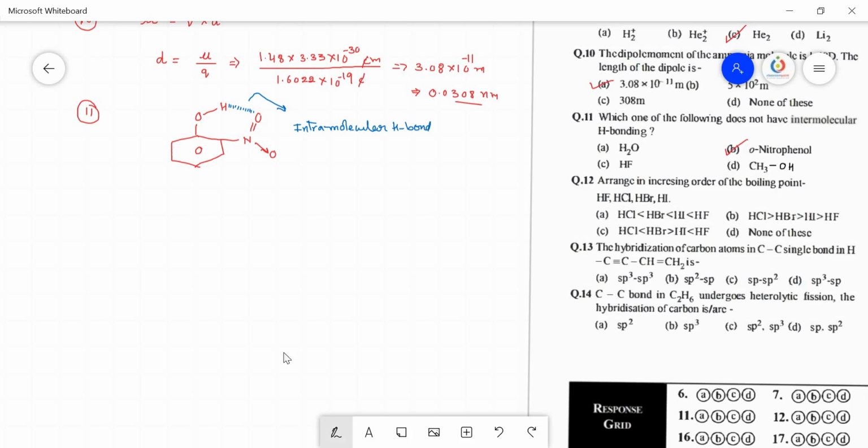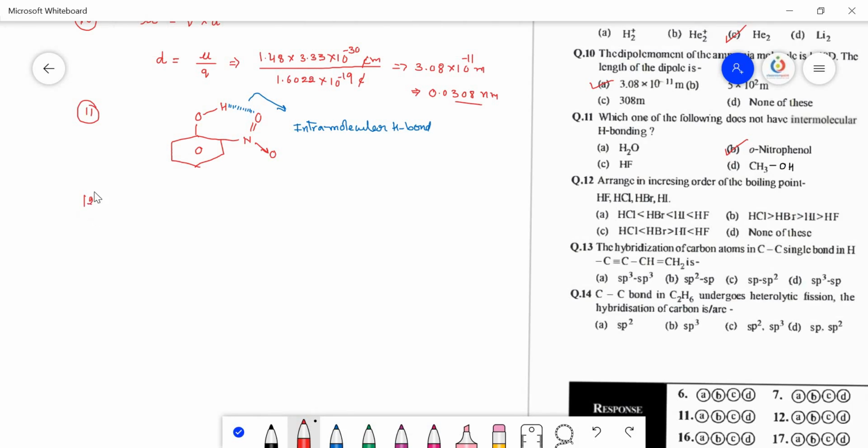Now let us see question number 12. Arrange in increasing order of the boiling point values. Generally the boiling point value increases with increasing van der Waals forces. When the size of the atom increases, the boiling point increases. So boiling point is directly proportional to the size of the atom. Why? Because when the size of the atom increases, van der Waals forces also increase.